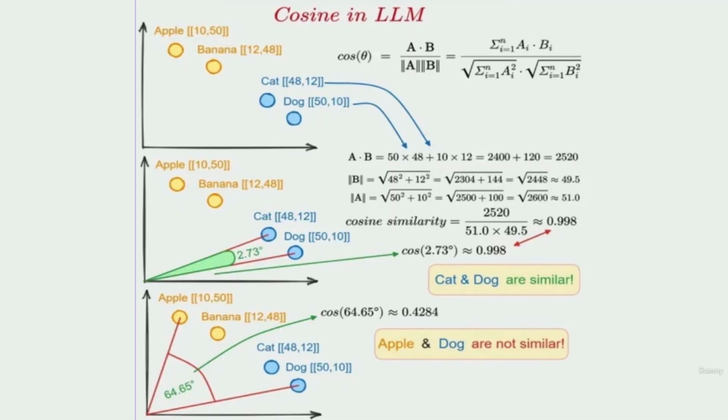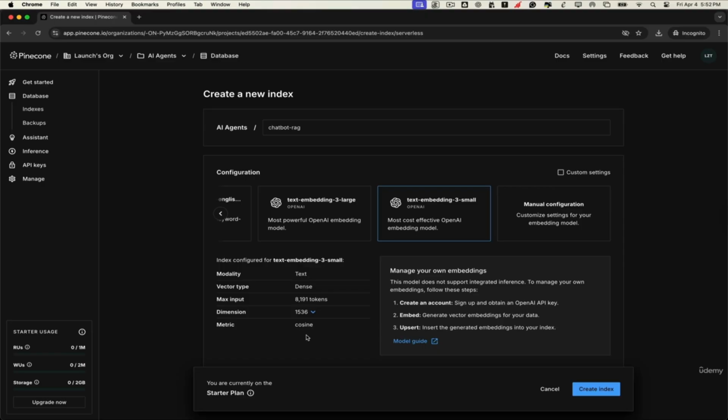That's why cosine similarity is preferred for matching questions to answers, finding related chunks of text, and building RAG or semantic search systems. It gives us comparisons based on meaning, without being skewed by vector size. So now we know why cosine similarity is the go-to for semantic search. With that set, we're almost done setting up our vector database.